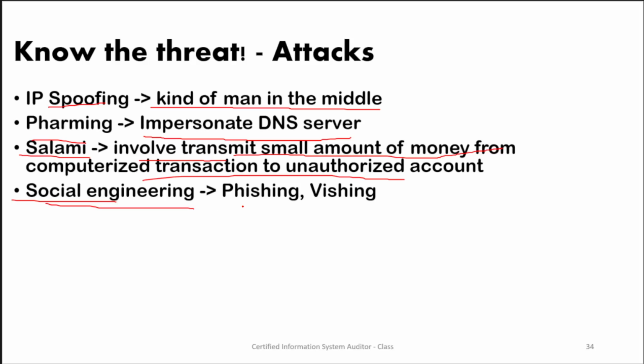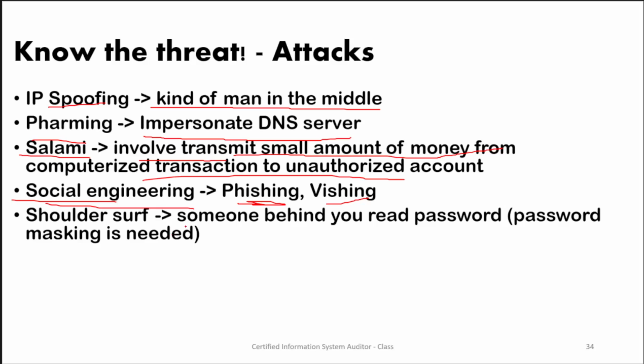Social engineering attacks include phishing, vishing, and smishing. Phishing means spamming, vishing is spamming over voice, and smishing is spamming over SMS. Shoulder surfing is when someone behind you can read your password. That's why password masking is needed when you enter a password into the system.